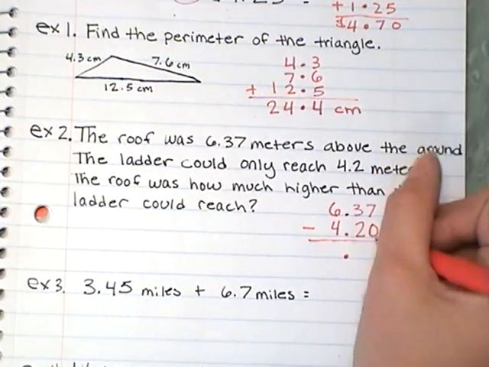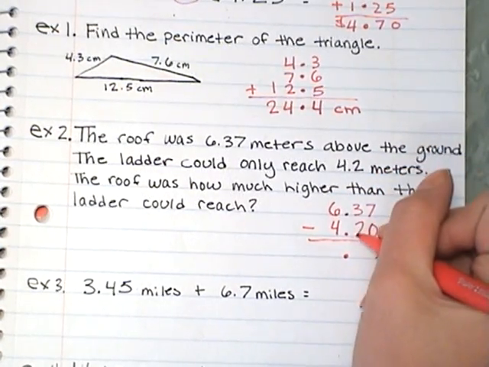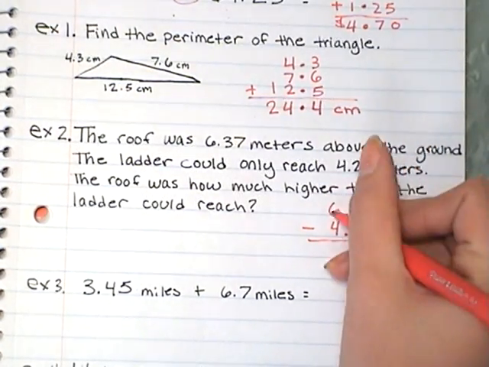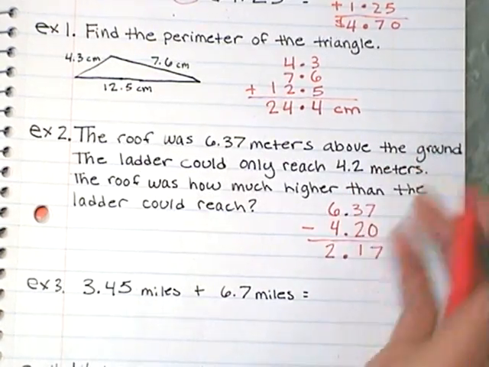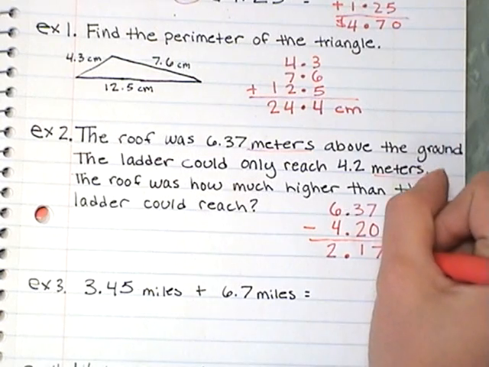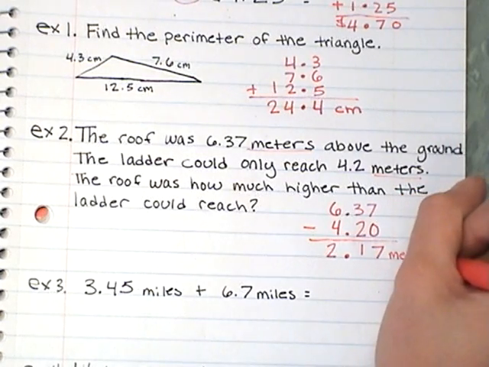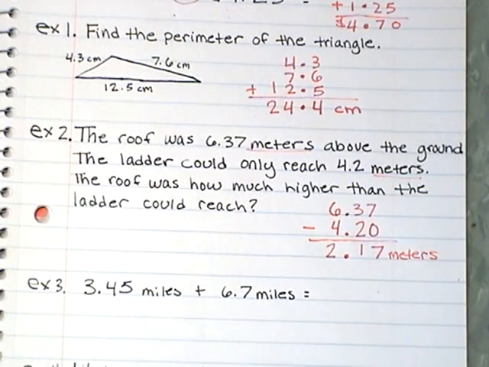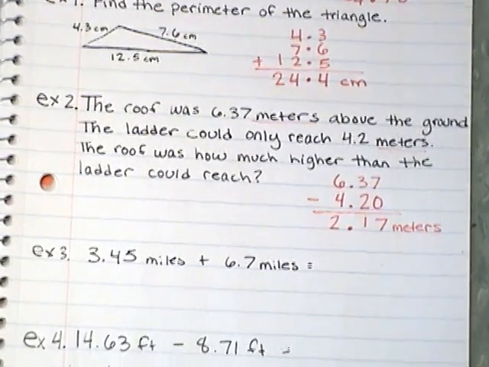Alright, 7 minus 0, 7. 3 minus 2, 1. 6 minus 4, 2. Do not forget your labels. It was meters. 2.17, or 2 17/100ths of a meter. Alright, and the next one.